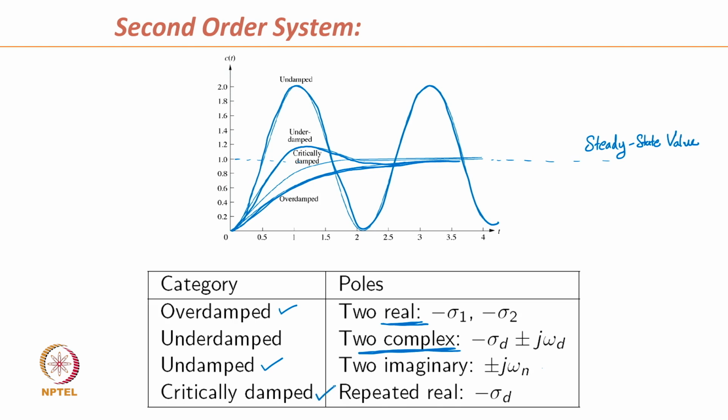Another case is the critically damped, where both roots are repeated real, both roots are the same and they are real. In that case, the system achieves the steady state value fast and settles down there. So, this is the critically damped case where the system achieves the steady state value and both of the roots are repeated real.